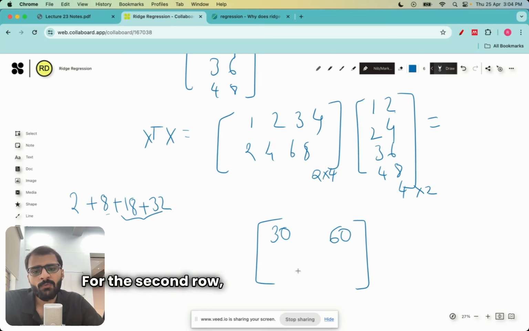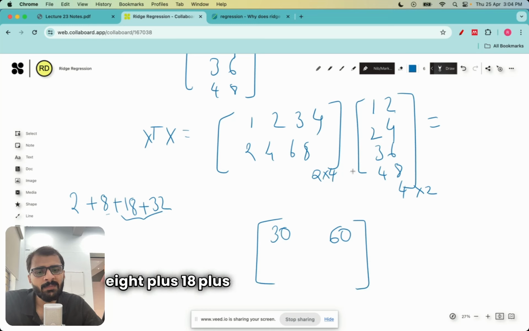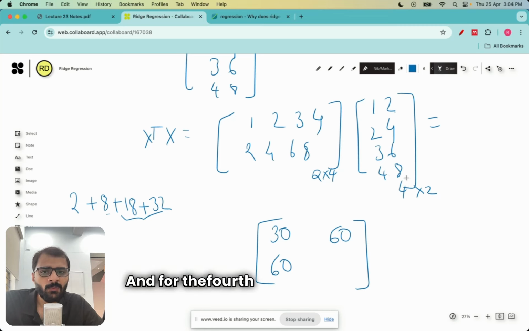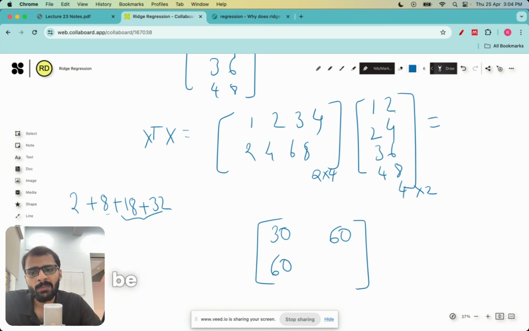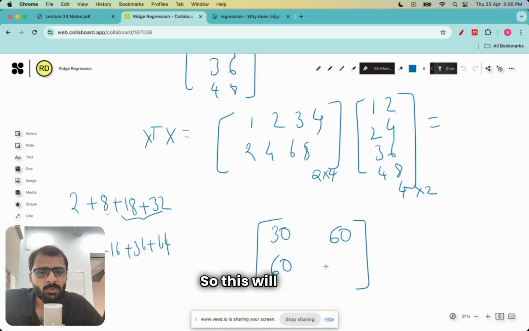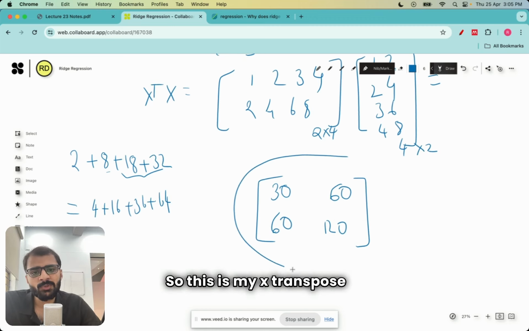For the second row, first column, it will be 2 plus 8 plus 18 plus 32, which will again be 60. And for the second row, second column, it will be 4 plus 16 plus 36 plus 64. So this will be 120. So this is my X transpose X.